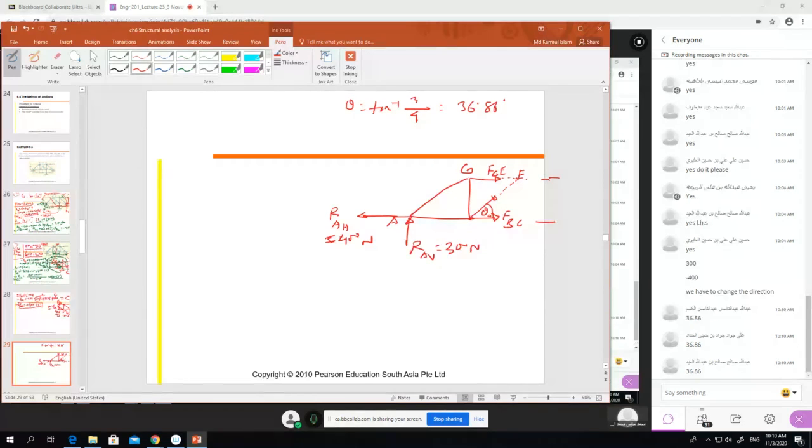Now, first we take the moment at E. We take the summation of moments at E, anti-clockwise positive, right? If we take the moment at E, what is happening? FGE into 0, because the force is going through the point, so the distance is 0.